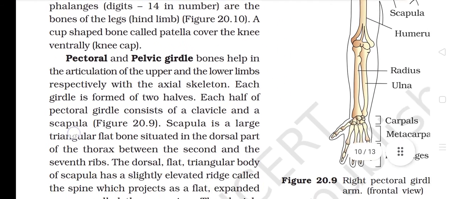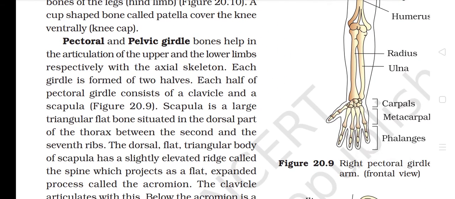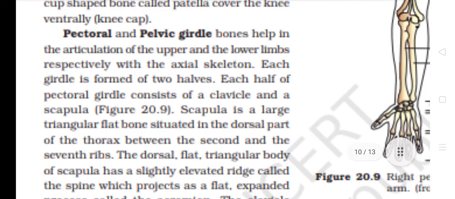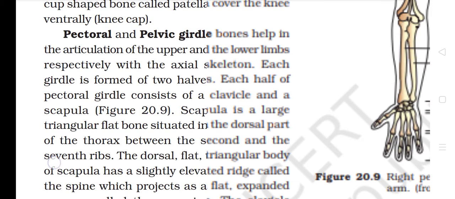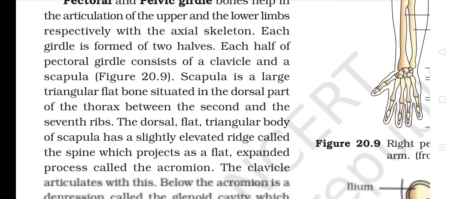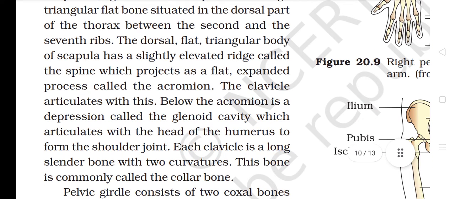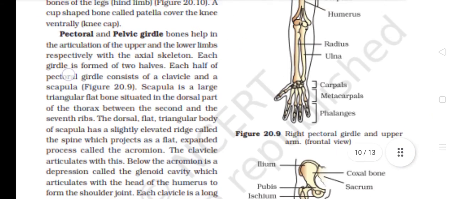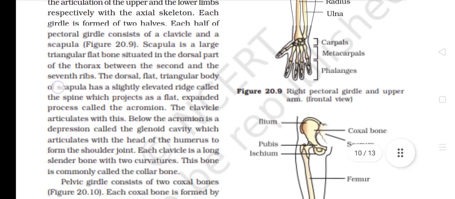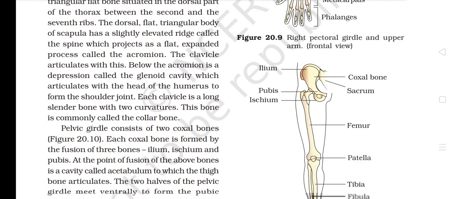ventrally, kneecap. Pectoral and pelvic girdle bones help in the articulation of the upper and lower limbs respectively with the axial skeleton. Each girdle is formed of two halves. Each half of pectoral girdle consists of a clavicle and a scapula. A scapula is a large triangular flat bone situated in the dorsal part of the thorax between the second and the seventh ribs. The dorsal flat triangular body of a scapula has a slightly elevated ridge called the spine, which projects as a flat expanded process called the acromion. The clavicle articulates with this. Below the acromion is a depression called the glenoid cavity, which articulates with the head of the humerus to form the shoulder joint.